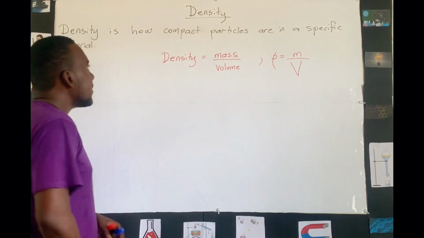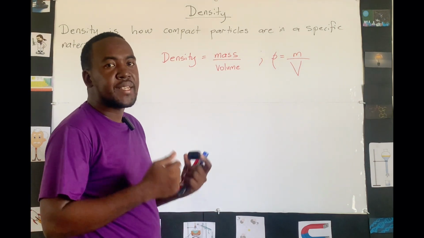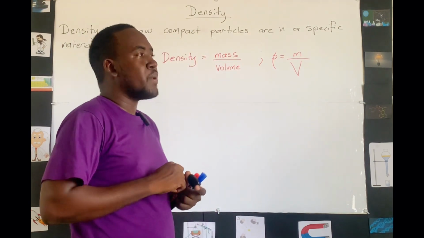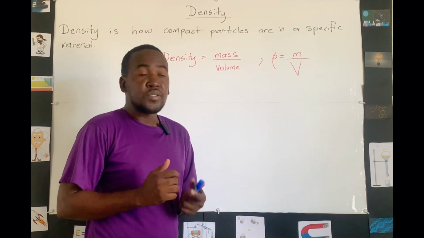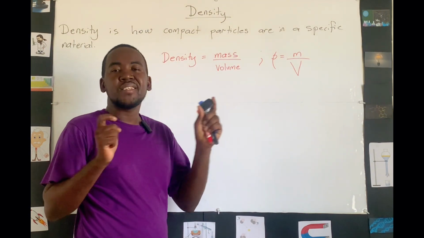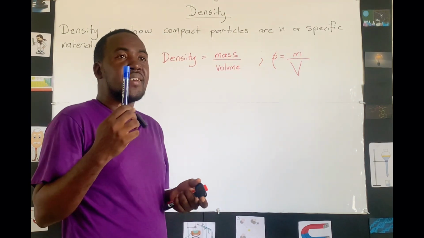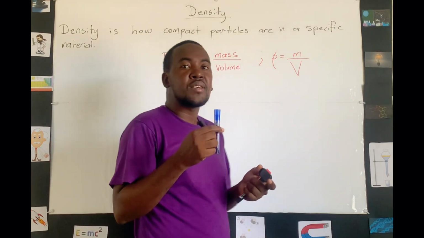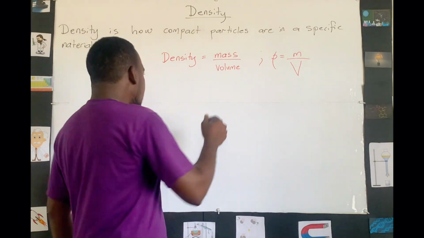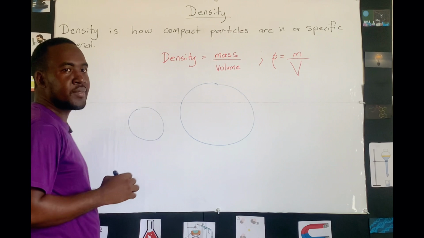So density, first and foremost, is how compact particles are within a substance. And what that means is we have particles that make up everything that's present. So therefore, those small particles within objects, how closely are they to each other? So it doesn't matter the size of the object, right? It has to also do with how closely those particles are. Because as you know, an object could be very big or an object could be small, right?